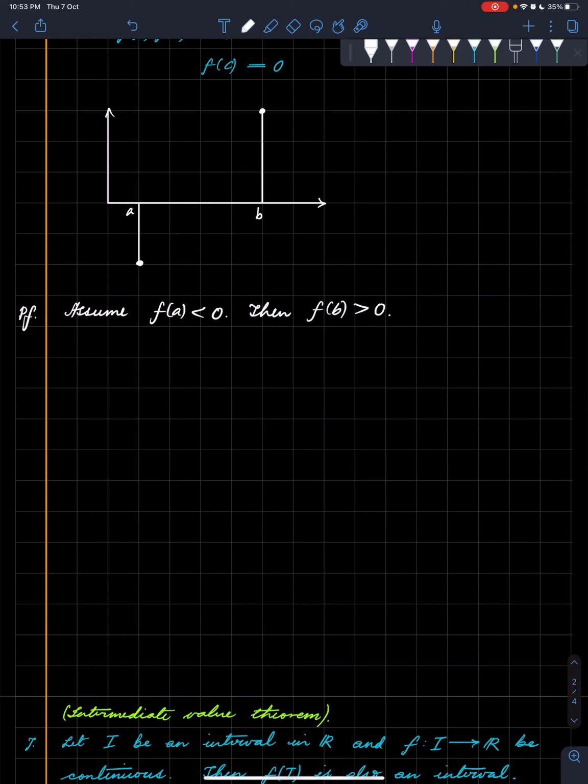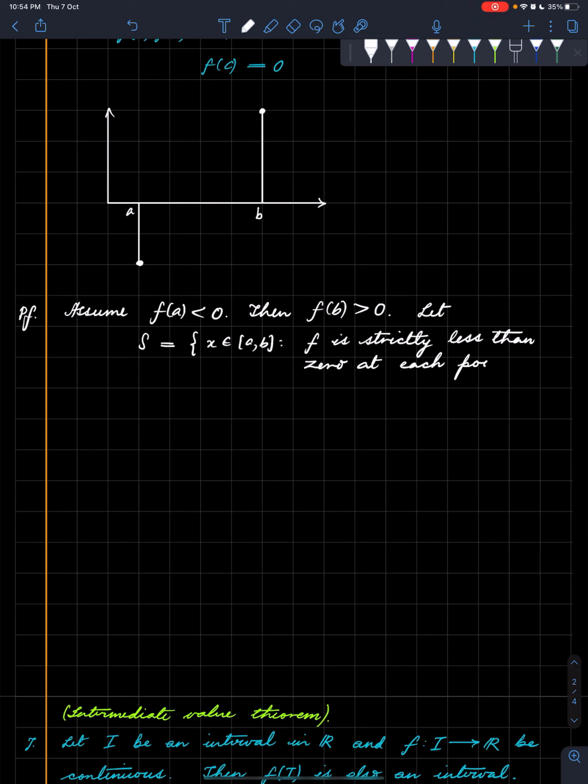And now here is the key definition. Let S be those elements x in [a, b] such that f is strictly less than 0 at each point of this interval. So this is our definition.